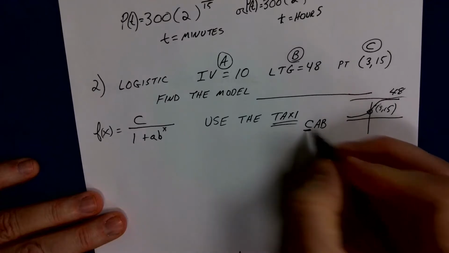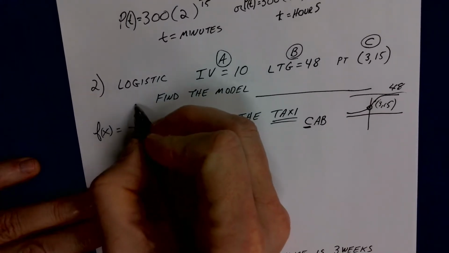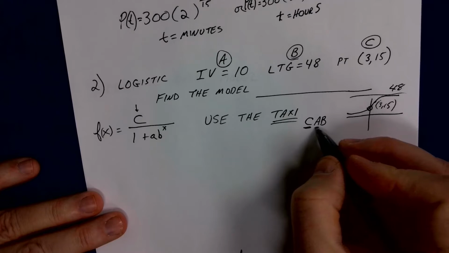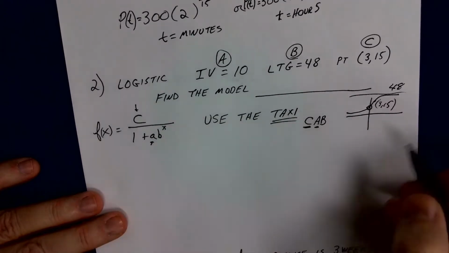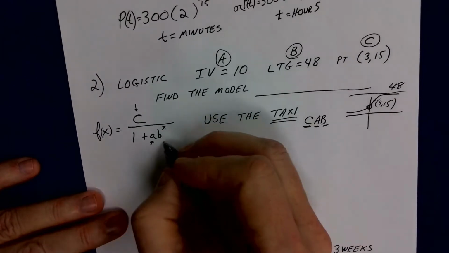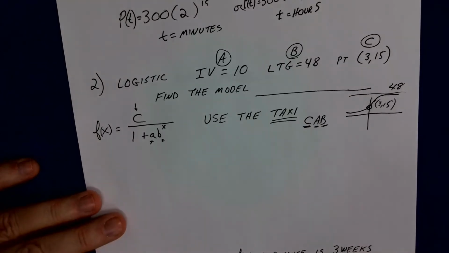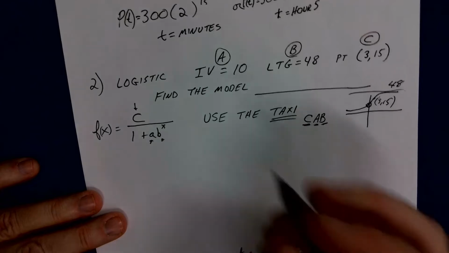So what we're going to do is we're going to try and find the C first, which is this one. And then once we do that, we're going to try and find the A, which is this one, and then we're going to try and find the b. And if we do it in those orders, it should work out okay for us. Okay, so the c should be pretty easy.